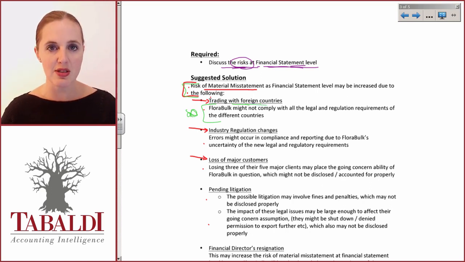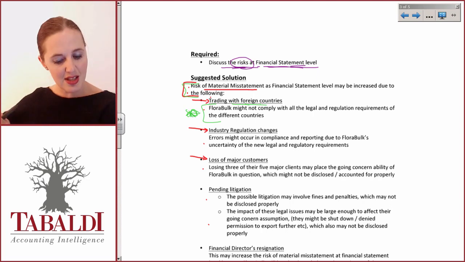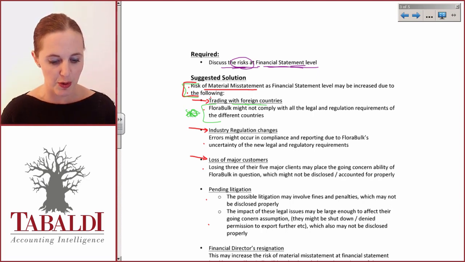So I told you that there's foreign trade. What is the problem here? What are you actually worried about? This is where the marks lie. This is the part that comes after the because. So we want to get to that as fast as possible.